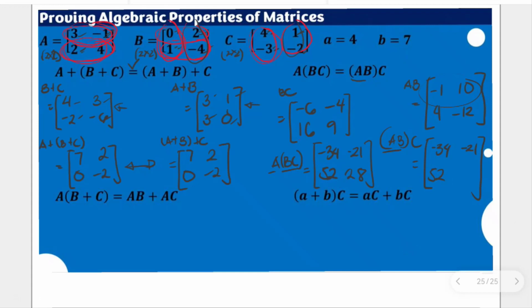And then, last one. 4 times 1 is 4. And then, negative 12 and negative 2 is positive 24. 4, positive 24. So you have 28. See, the two results are just the same. This means the associative law for matrix multiplication also holds.